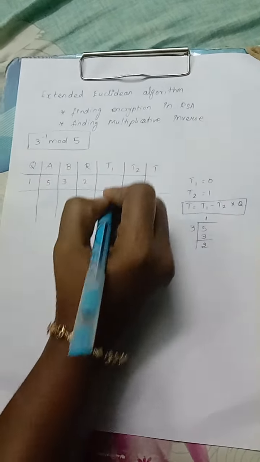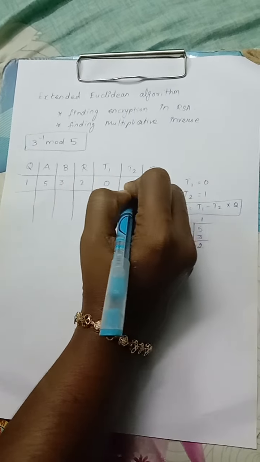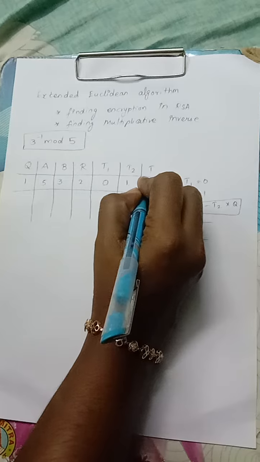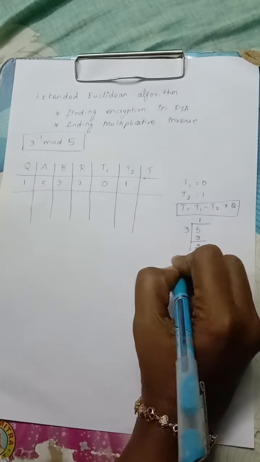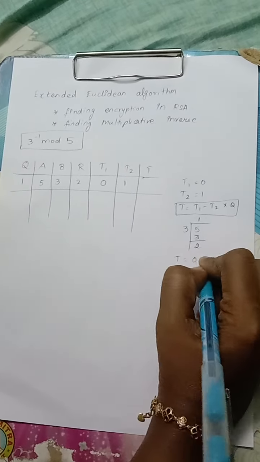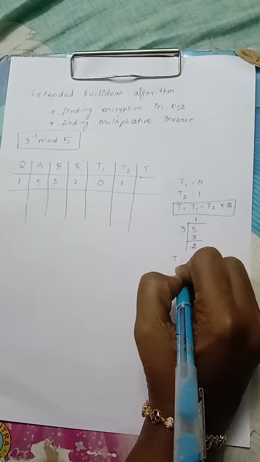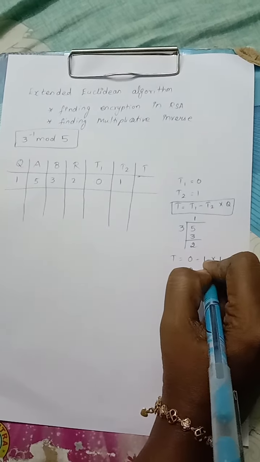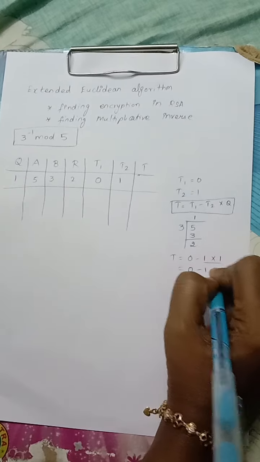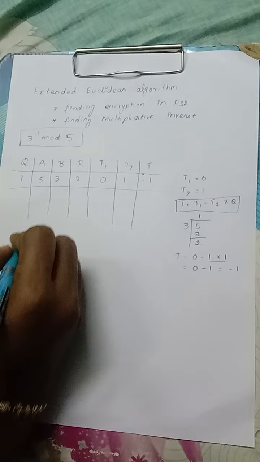Initially, as I told, T1 is 0 and T2 is 1. You apply it to find the T value. So T equals 0 minus 1 into your quotient value, which is 1, which is nothing but 0 minus 1 into 1, which is 1. So your answer is minus 1. You just place minus 1 here.